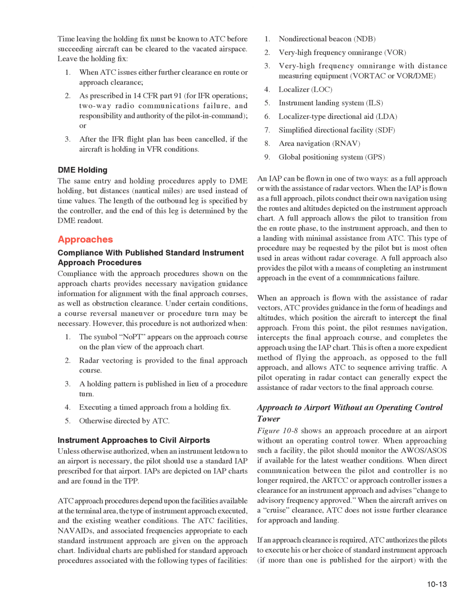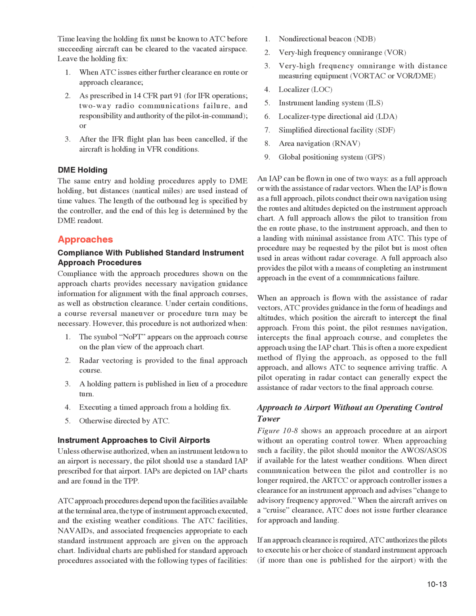1. Non-directional beacon, NDB. 2. Very high frequency omnidirectional range, VOR. 3. Very high frequency omnidirectional range with distance measuring equipment, VOR/DME. 4. Localizer, LOC. 5. Instrument landing system, ILS. 6. Localizer type directional aid, LDA. 7. Simplified directional facility, SDF. 8. Area navigation, RNAV. 9. Global positioning system, GPS.